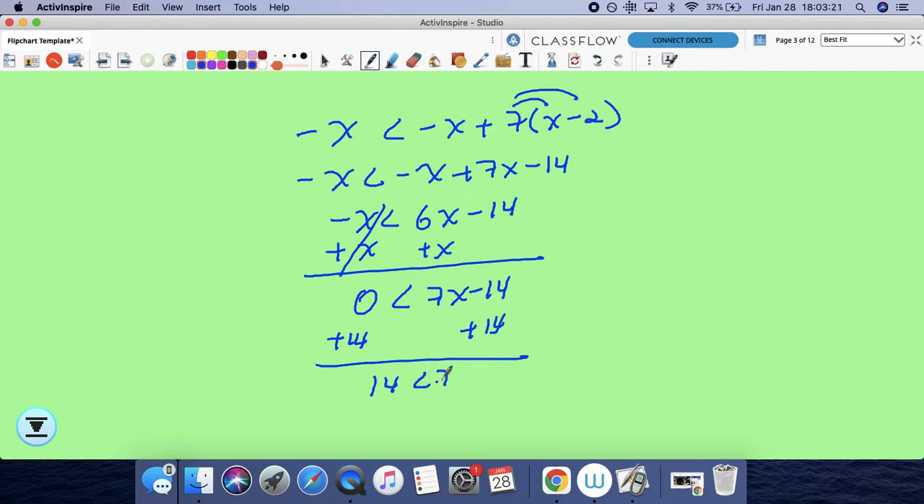14 is less than or equal to 7x divided by 2. And I get 7 less than or... Oh my god. Oops, take a step back here. Divide both sides by 7. Apologies. 14 divided by 7 is 2, less than or equal to x.